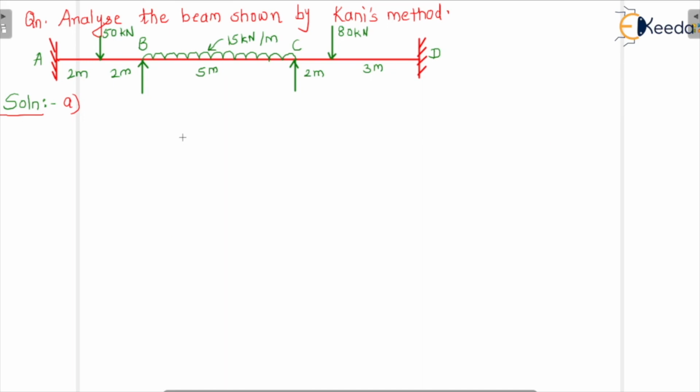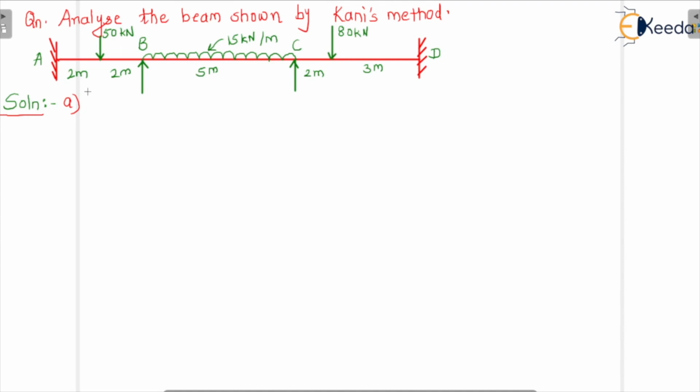So this is a question. We have to analyze the beam as shown in the figure. We can see that in the figure the beam A, B, C and D is there. A and B is carrying a 50 kilonewton load in the span of 2 meter, 2 meter. For the BC span, which is of 5 meter, 15 kilonewton per meter UDL is acting, and a point load is acting in the span of CD, 2 meter and 3 meter, the distance where the load is acting.